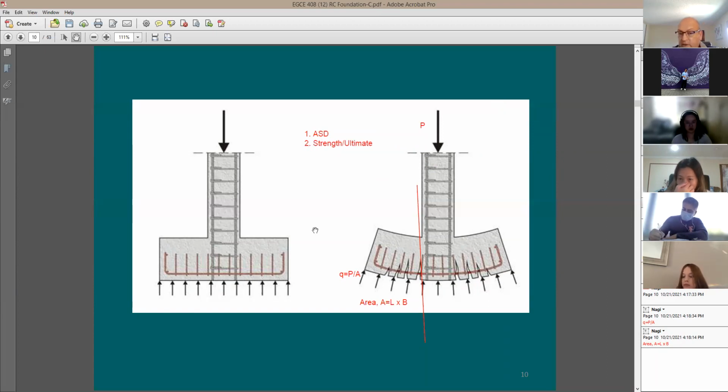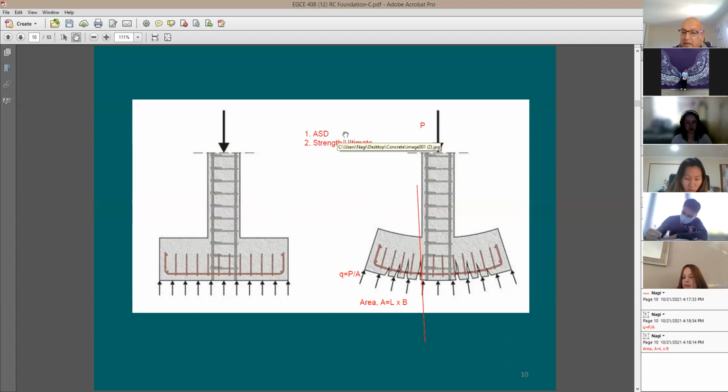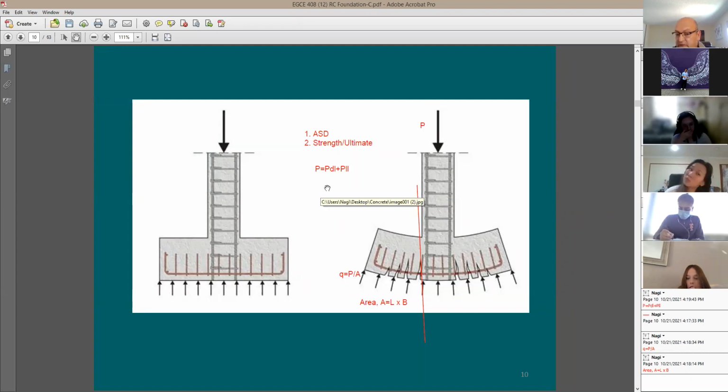When you size the footing, it's going to be ASD design, meaning that this P that is going to be applied to the footing to figure out the size of it is going to be service load. What does it mean by service load? It means that this P is going to be equal to P dead load plus P live load. No load factors. You can say load factor is going to be equal to 1. So when we size the footing, it's going to be ASD design.